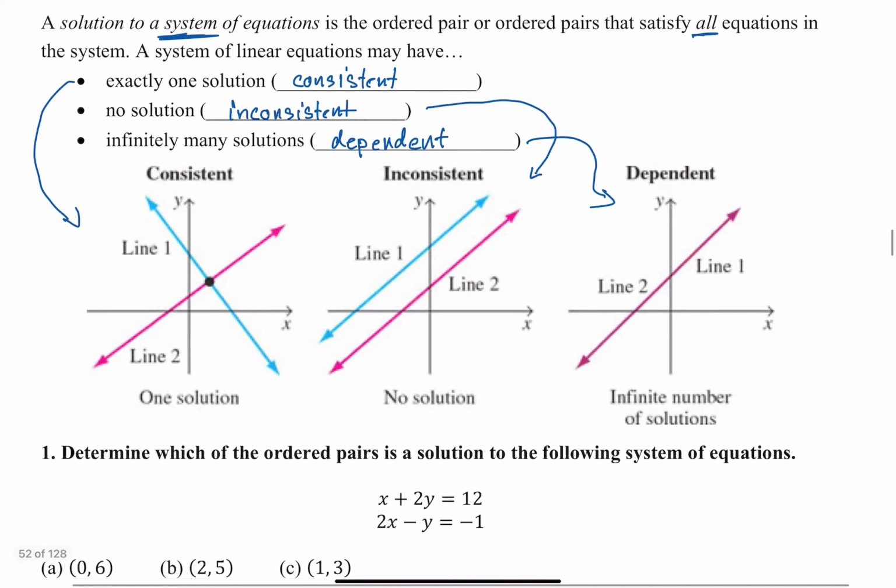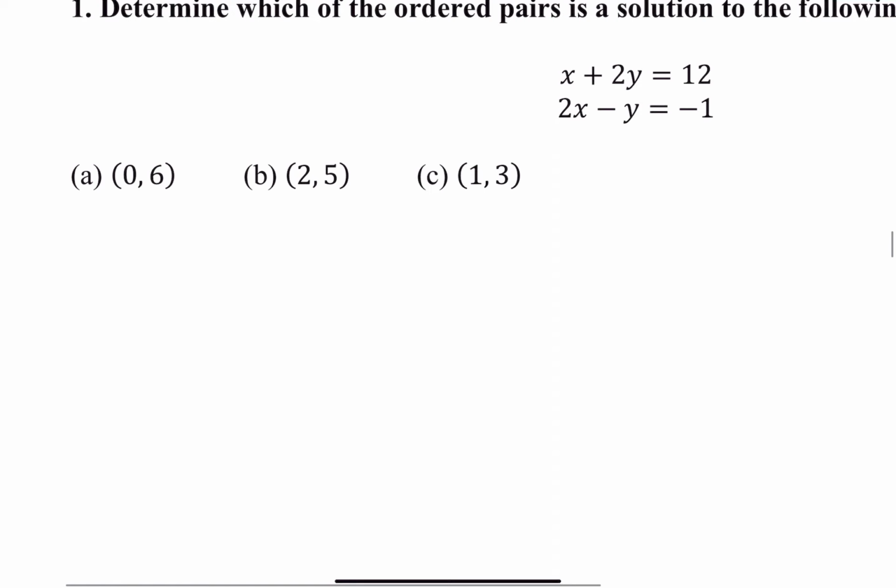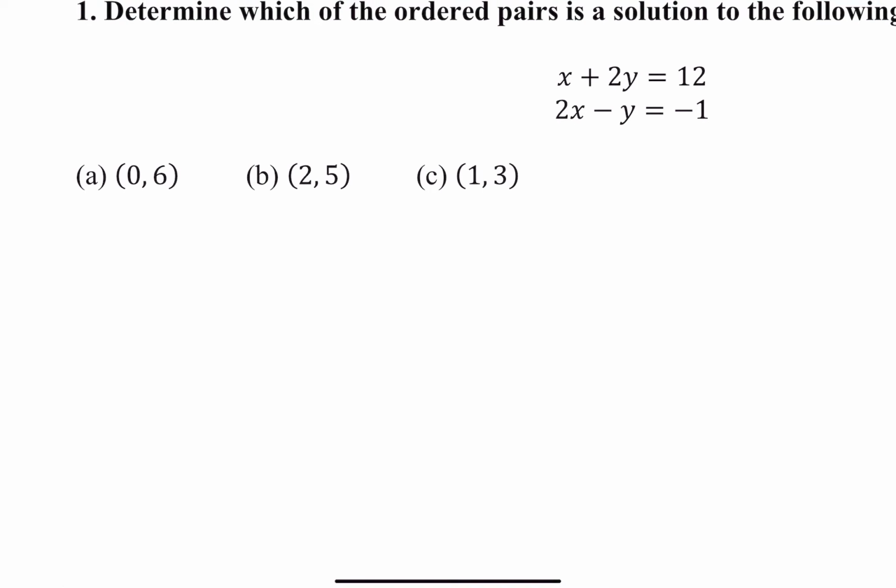So number 1, we're asked simply to determine which of the ordered pairs is a solution to the following systems of equations. This is very similar to what we did on the last lesson, where we were just saying, okay, is the point a solution? And we just had to plug it into the equation. Same thing here, we just have to plug it into 2 equations. A little more work from a computational standpoint, but let's see what we have. We'll do part A right here first.